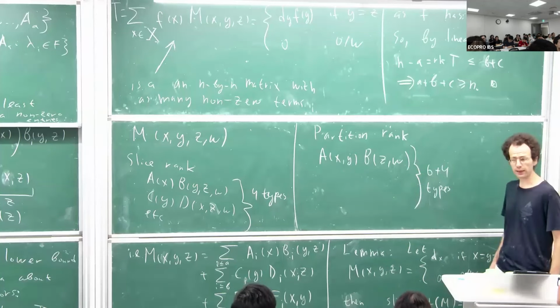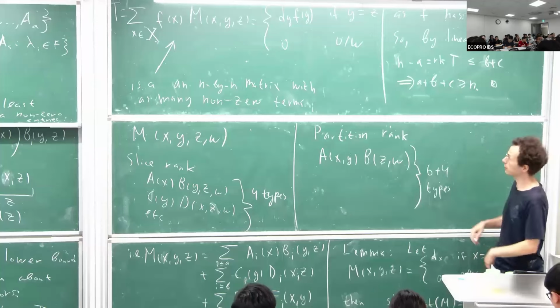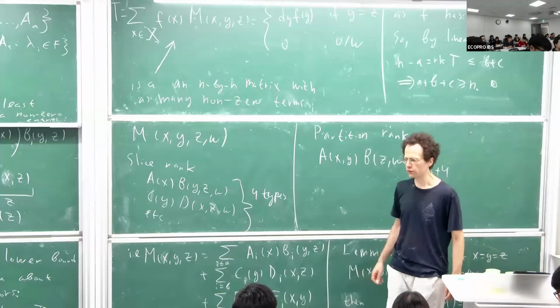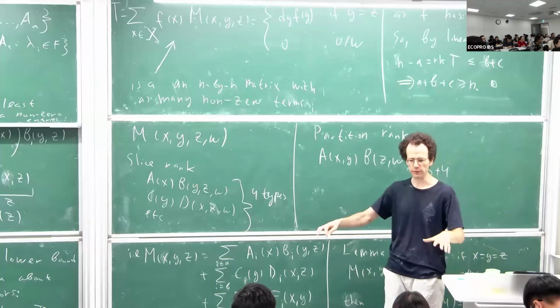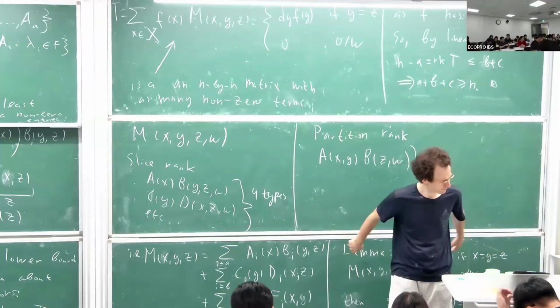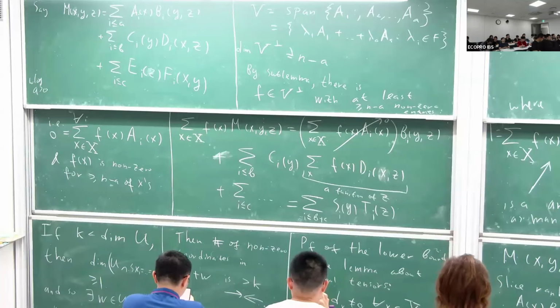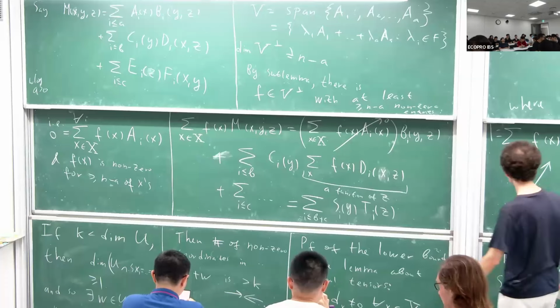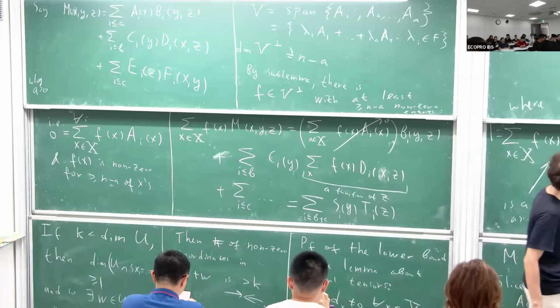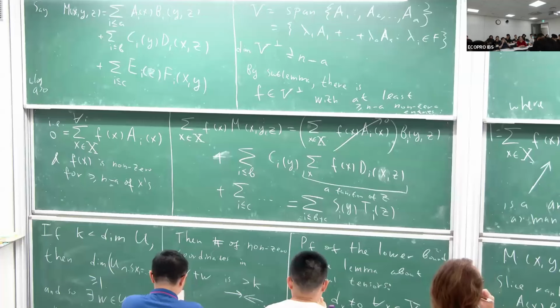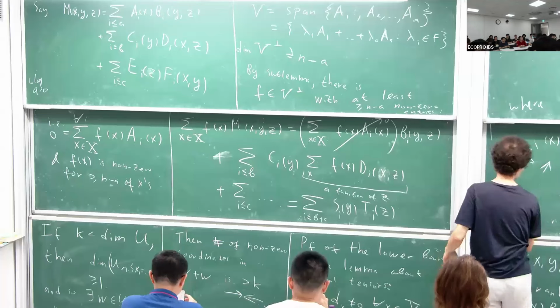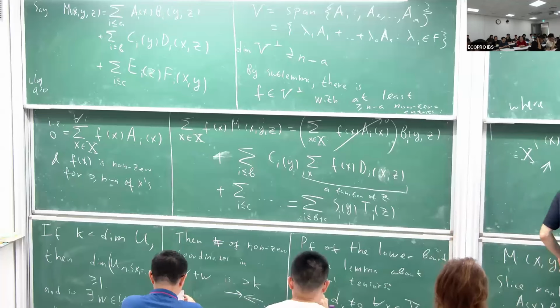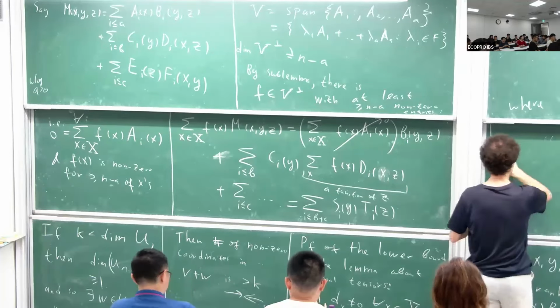Okay, let's take a break, and after the break we'll see how to use this. So please survive. Okay, welcome back, everyone. We have this lemma about the slice rank of diagonal tensors, and let's now use that lemma to prove an upper bound on the size of a set without three-term arithmetic progressions in F_3 to the n.